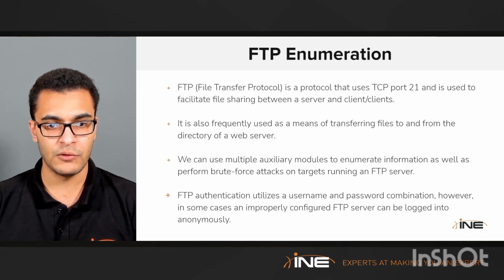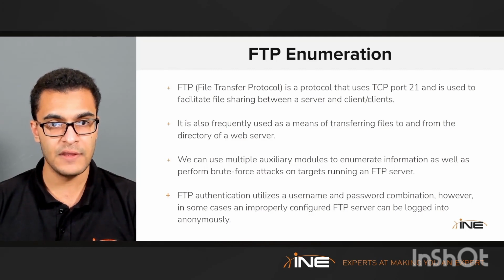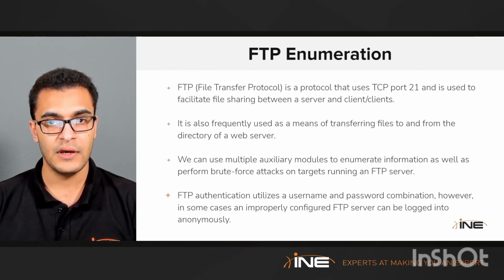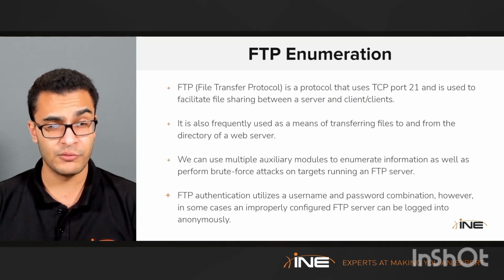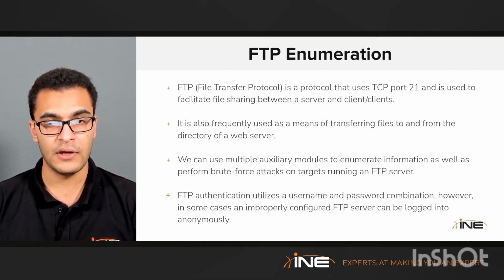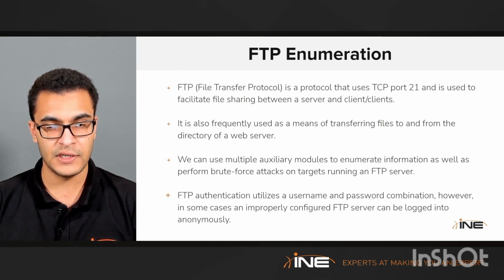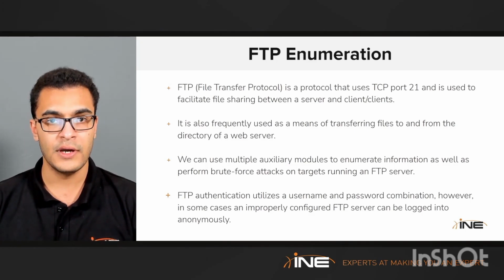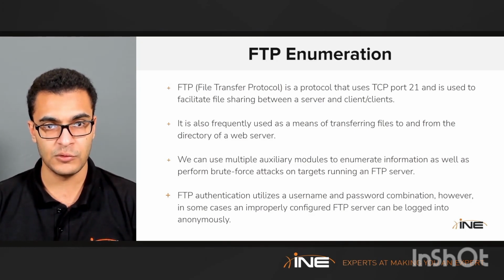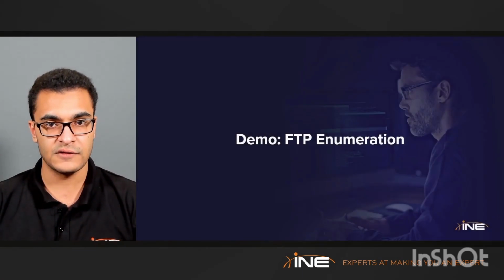Now we can use multiple auxiliary modules to enumerate as much information as possible from the FTP service, and the type of information that we're after is typically the version of FTP that's running. Secondly, we can also perform a brute force attack on it to try and identify any username and password combinations that we can use to log in or authenticate to the FTP server. So we are going to be taking a look at various techniques and various modules that we can use to essentially enumerate as much information as possible from an FTP server. So let's get started with the lab.